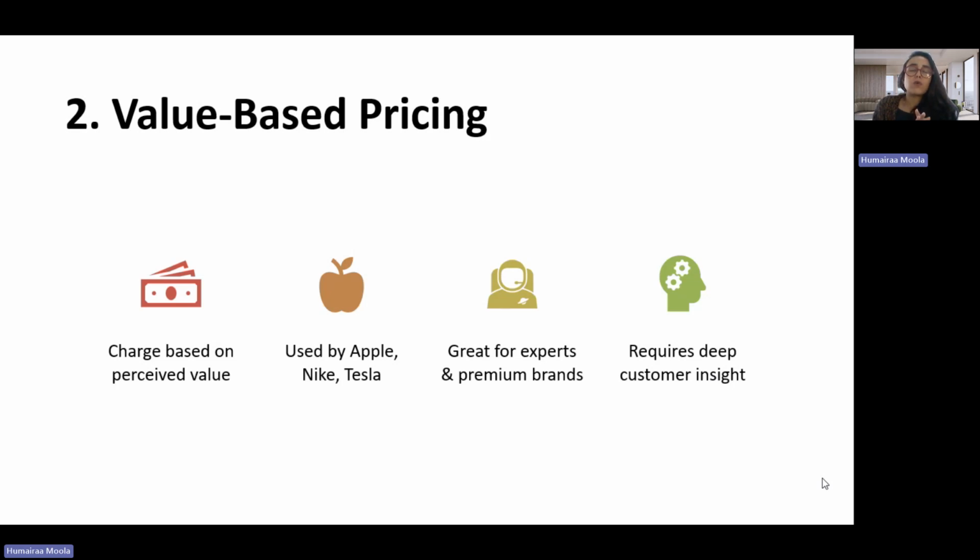I don't know if you guys recall when this Dubai chocolate came out, right? It was priced ridiculously, and I think it still is like 200, 300 Rand. And people were paying that price for this chocolate. That wasn't because of the chocolate, but it's because of the perceived value of the chocolate.